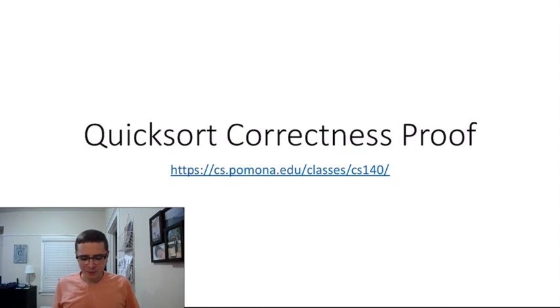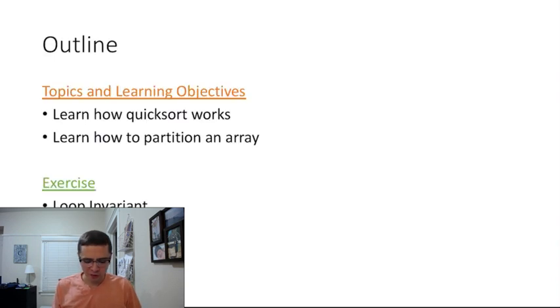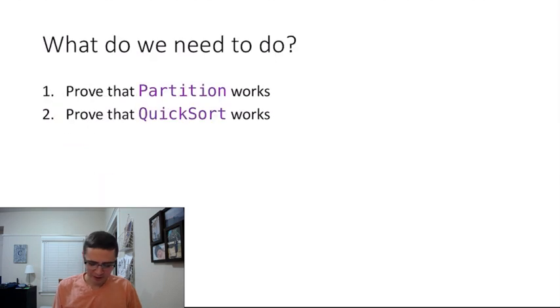Alright, it is now time to prove that Quicksort works. So we've talked about how it works. I've shown you an implementation in pseudocode of Quicksort. Now we're going to prove it. And we're going to do this partially by loop invariant, which is your exercise for this set of slides, and also partially by proof by induction on the recursive part of the algorithm.